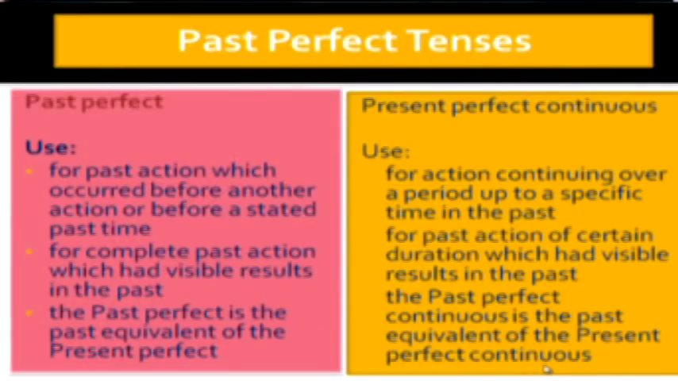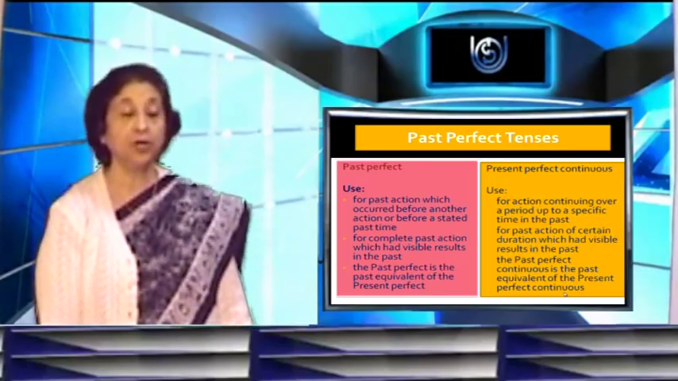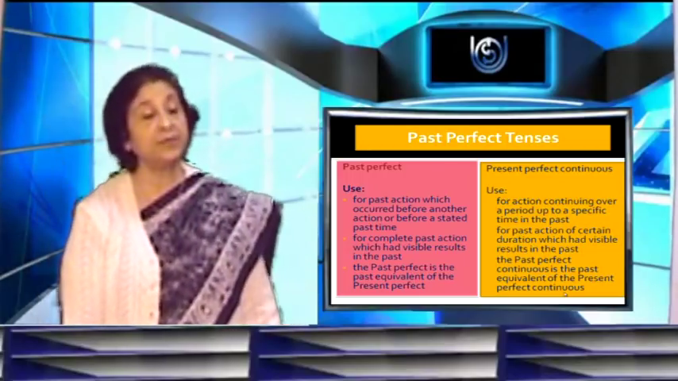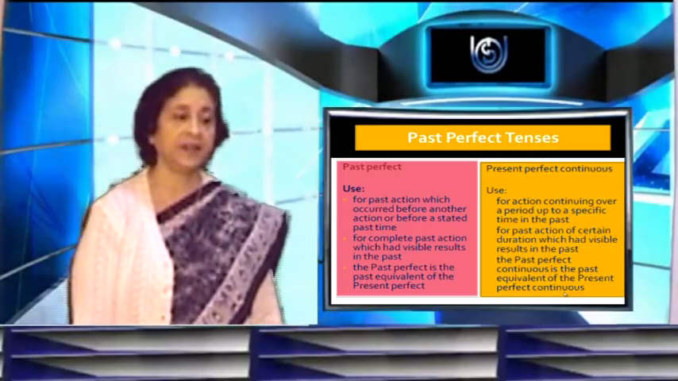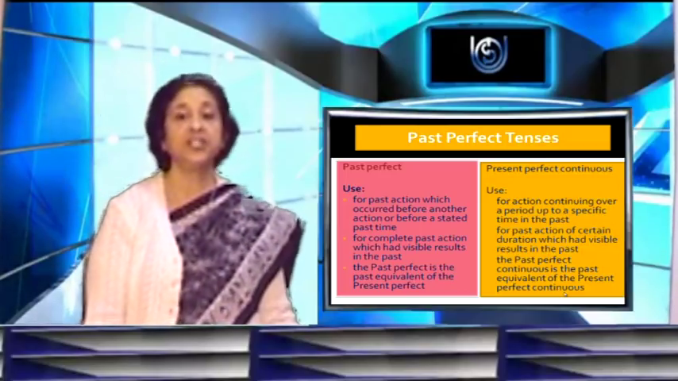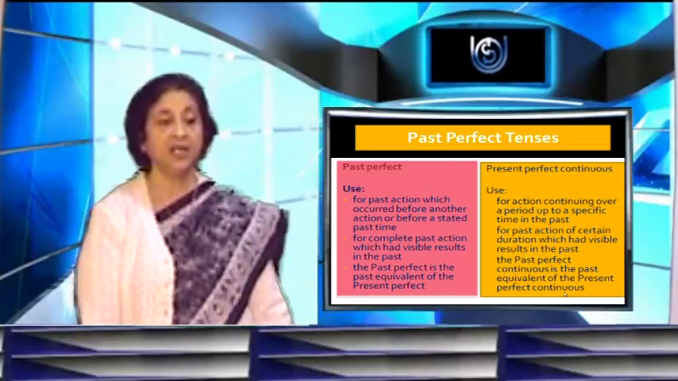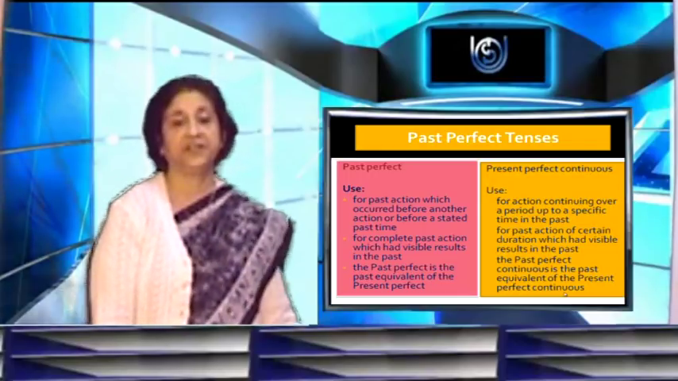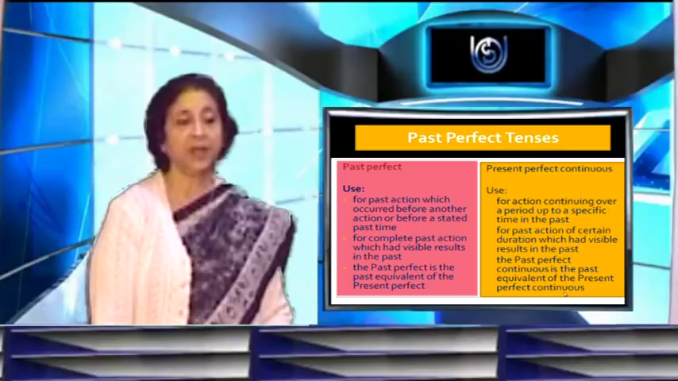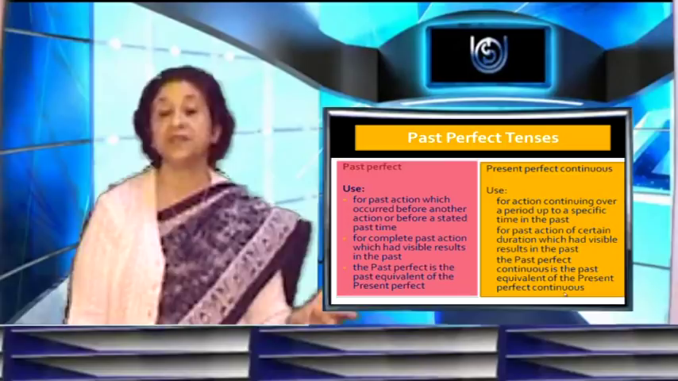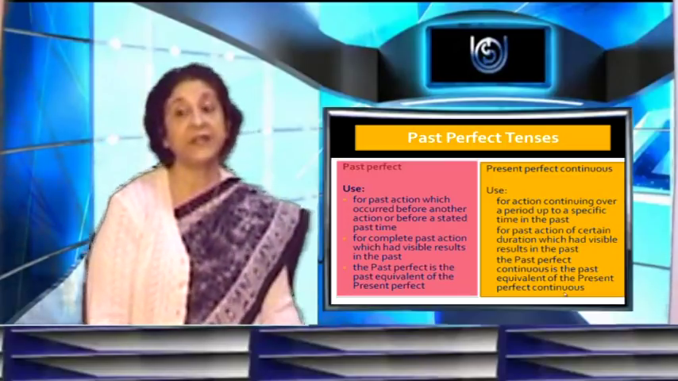Now past perfect tense and past perfect continuous tense. There are two tenses, more or less same. In past, the difference I will tell you. In the past perfect tense, there are two actions, and one action finished before the other action. Before I reached the station, the train had already left. Reaching the station is one action. The train left the station is another action. So two actions are there in past perfect tense.